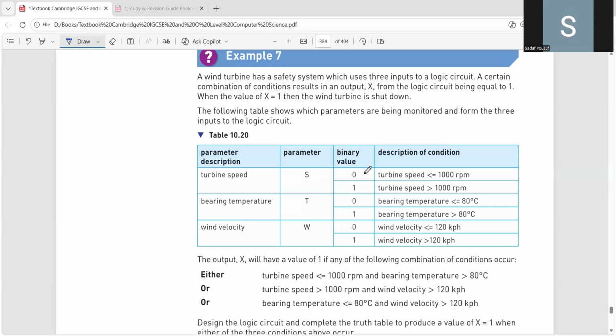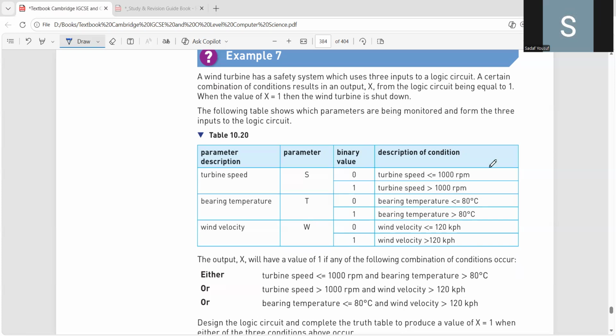If S is 0, it means turbine speed is less than or equal to 1000 RPM. And if the value of S is 1, that means the turbine speed is above 1000 RPM. Second parameter is T, which is temperature. Temperature 0 means the temperature is less than or equal to 80 degrees centigrade. And if the temperature is above 80 degrees, T will be 1. The third parameter W, value 0 means wind velocity is less than or equal to 120 kph. And if the wind velocity is above 120 kilometers per hour, it will be represented as a 1.